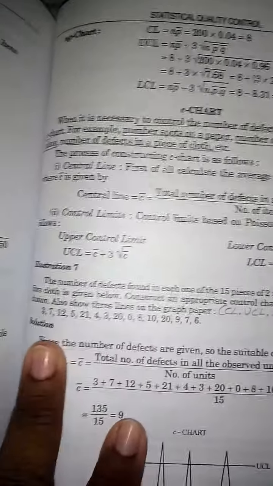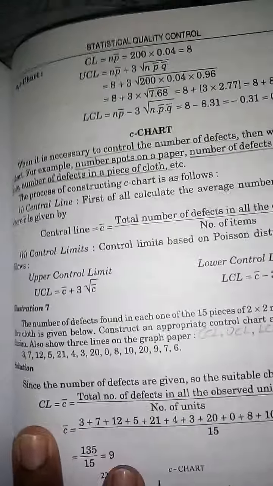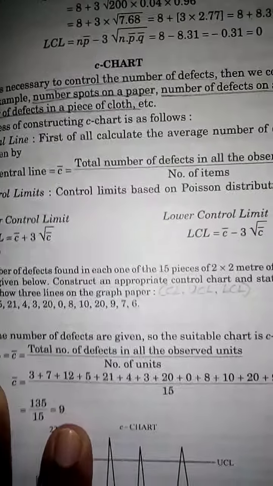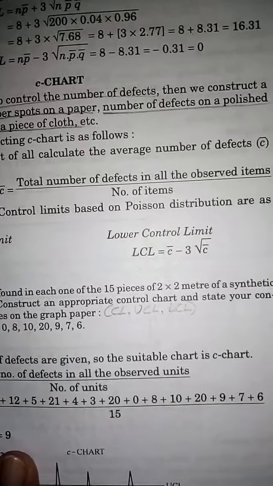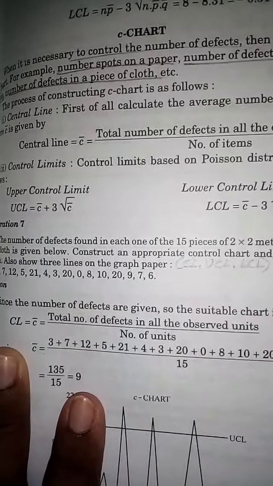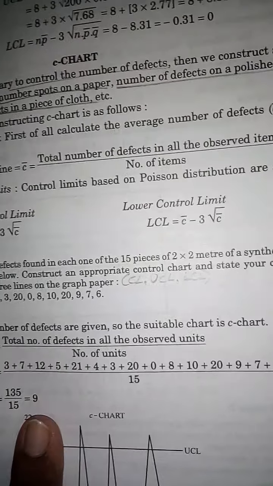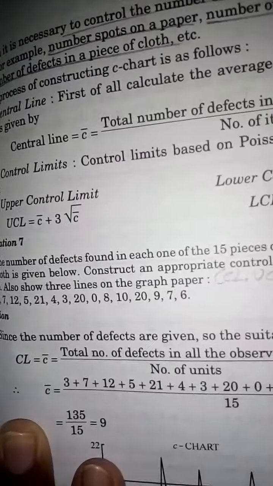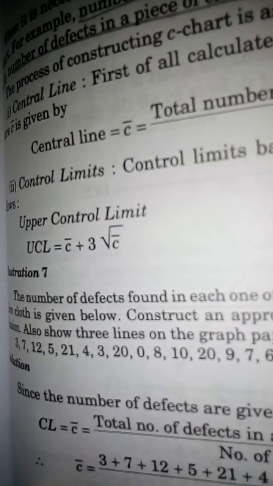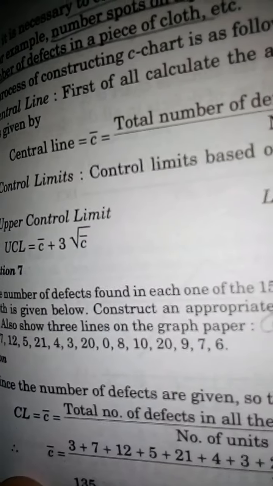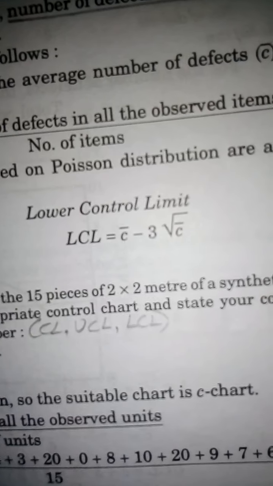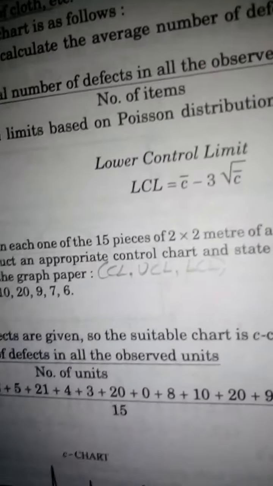And the third and last method of control chart for attributes is the C chart. For the central line C bar, we need to calculate the total number of defects in all the observed items divided by number of items. The control limit can be based on Poisson distribution, studied in probability. So the upper control limit equals C bar plus 3 under root C bar, and for the lower limit, C bar minus 3 under root C bar.